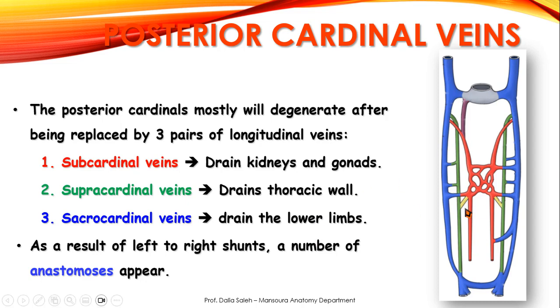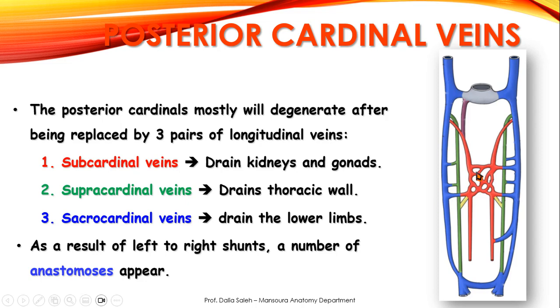Another set of veins on each side of them are the supracardinal veins, and the part that will persist from the posterior cardinal veins, we will call them the sacrocardinal veins. They will drain the lower limbs. As a result of shunt of the blood from the left side to the right side of the embryo, a number of anastomoses appear between these sets of veins.